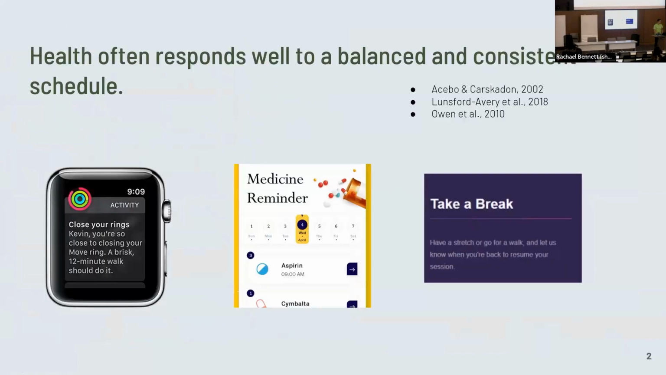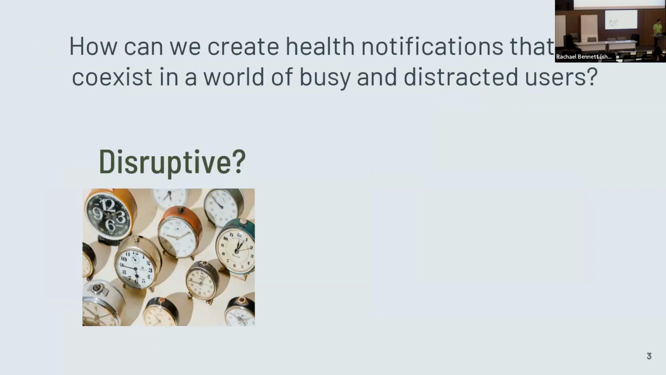Research has shown that health often responds well to a balanced and consistent schedule. So today there are several systems that notify users towards regularity in many health factors. But let's take an example of a medication alert. It's easy to imagine someone being so busy that they miss a notification altogether. So how do we ensure that the user receives a message?